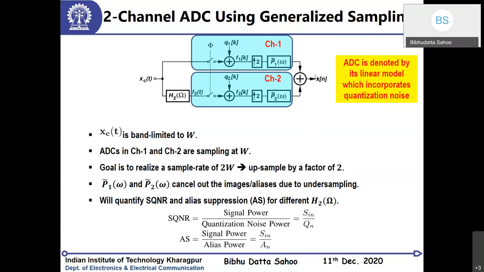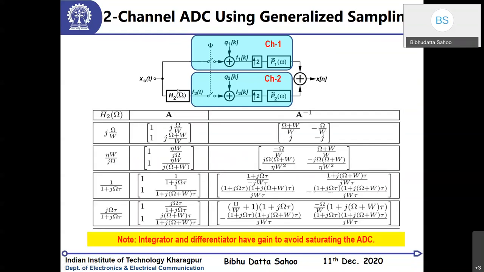Now, how do you quantify the spectral characteristics of the digitized signal? We have to quantify that in terms of SQNR and the alias suppression. Now, this H2(omega), we can choose a differentiator or a low-pass filter or passive CR low-pass filter. These are passive. Differentiators and integrators are difficult to realize, so this is not an ideal differentiator and not an ideal integrator. This is a differentiator with a certain gain so that the ADC doesn't saturate, and similarly, this is an integrator so that the ADC doesn't saturate.